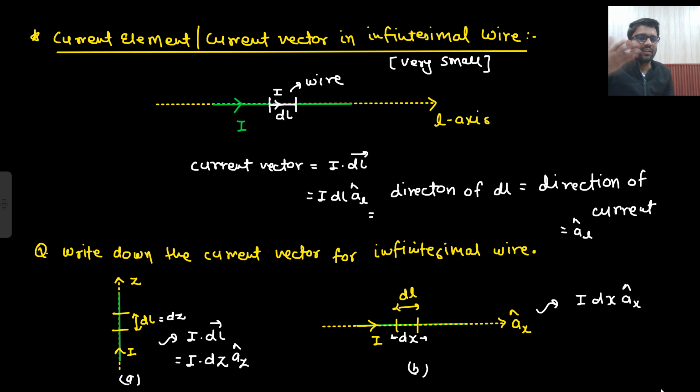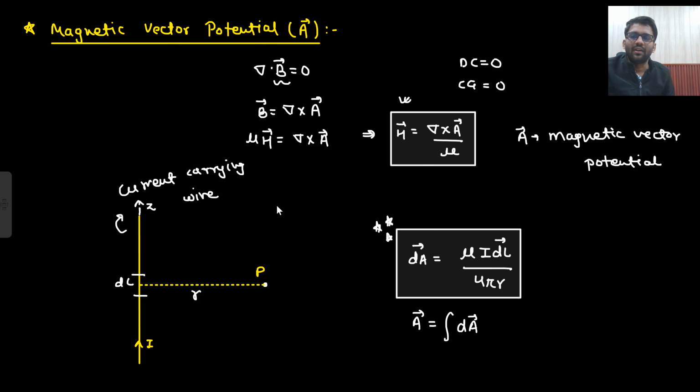Then we saw what is the current element. So in the wire there is a small portion, if I take, that would be I dl, that would be the current element. And then we saw about the magnetic vector potential. So this is the first thing that we got to know. This will be used in the next lecture. So from here we will carry it. So you need to keep in mind, what is that? Magnetic vector potential. How do you write down the magnetic vector potential because of a current carrying wire?